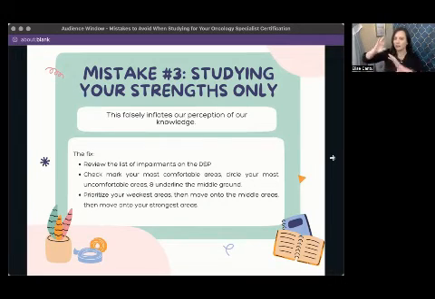Now, there's going to be some in betweens, right? There's going to be some areas where you're not strong in, but you're not completely weak in, I guess. These are going to be our middle ground. I want you to underline those.